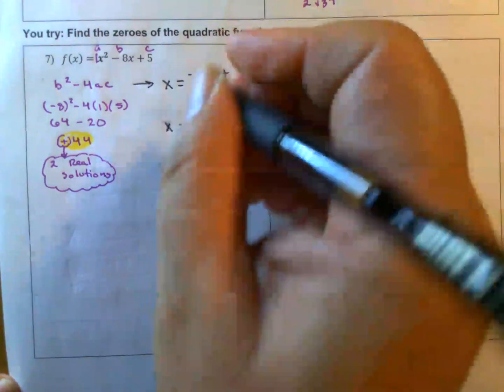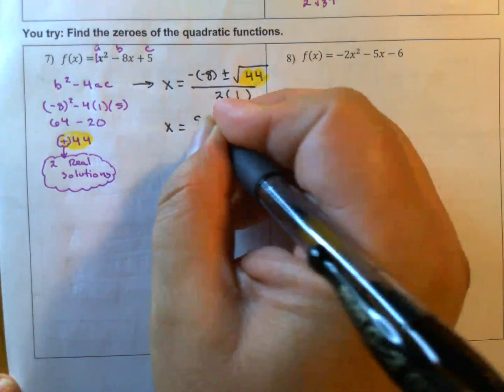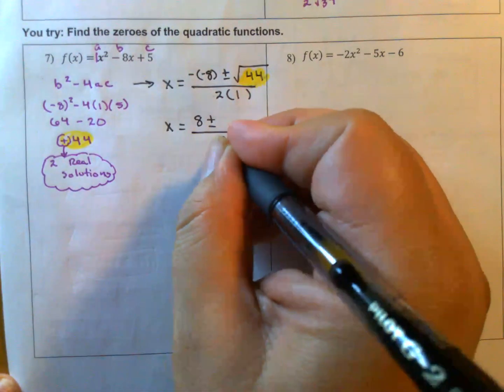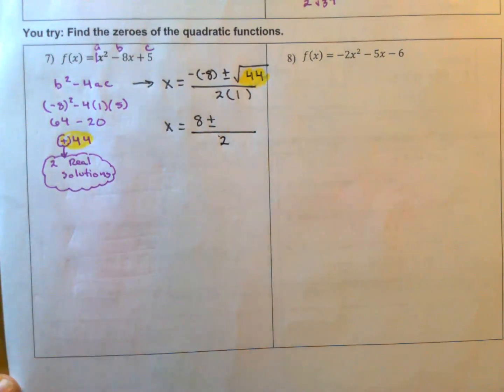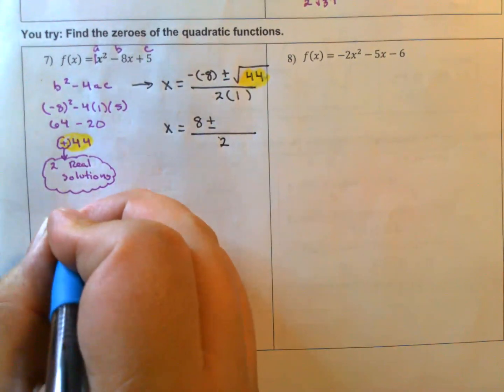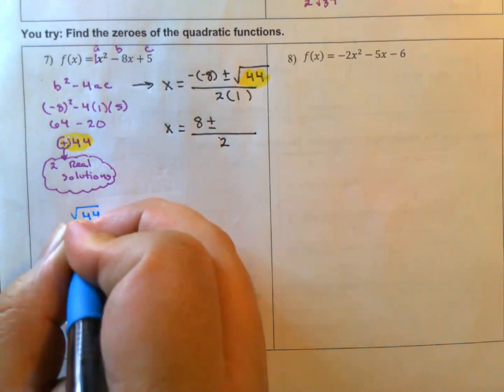X is equal to positive 8 plus or minus. I'm going to take care of the bottom first. So that's just a 2. But now we have to talk about that square root of 44. So we're going to take a little moment down here at the bottom. Square root of 44. Let's break it down.